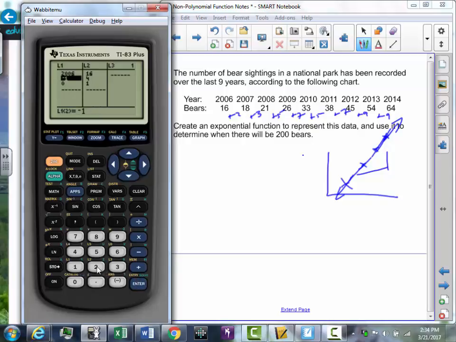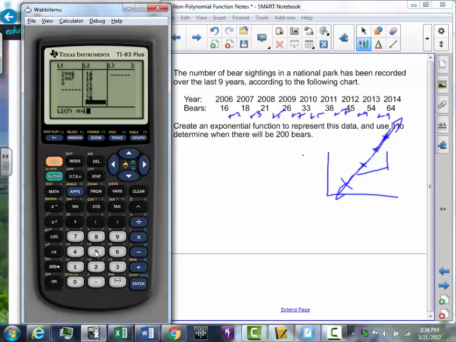So in the L1 column, I'm going to go 2006, 2007, and so on. And then in the L2 column, I'm going to do the number of bears, which was 16, 18, and so on. Essentially, you're making a table of values. If that makes sense.